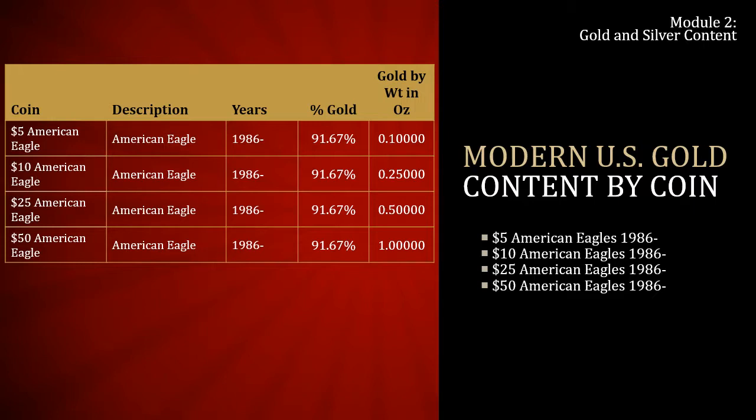And then we have some modern U.S. gold coins produced by the Mint. They're referred to as the American Eagle series. There's a $5 coin, $10 coin, $25 coin, and $50 coin. And the way they created these, it makes it real easy as far as the weight in troy ounces of gold. For example, the $50 American Eagle has exactly 1 ounce of gold. And the $5 American Eagle has exactly 1/10 of an ounce of gold.